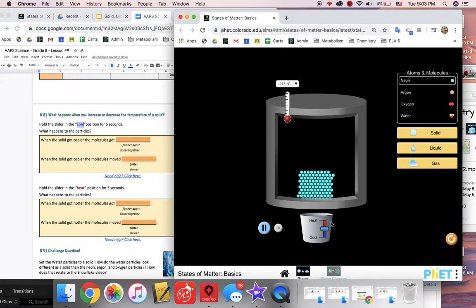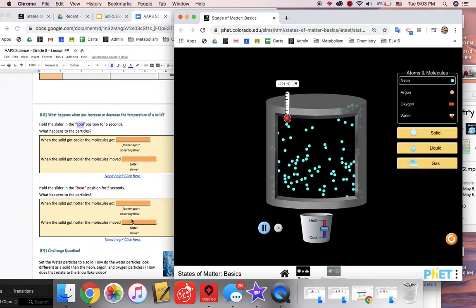Now let's heat them up. As I heat them up, what are you noticing? Are they moving farther apart or closer together? Are they getting faster or slower? Write your answer here.